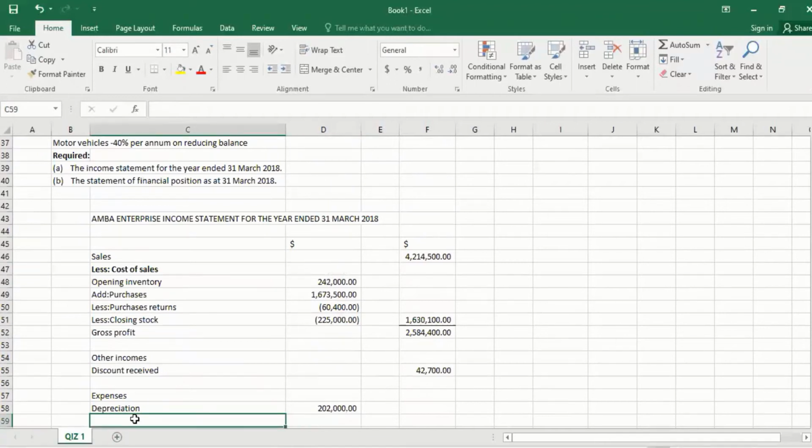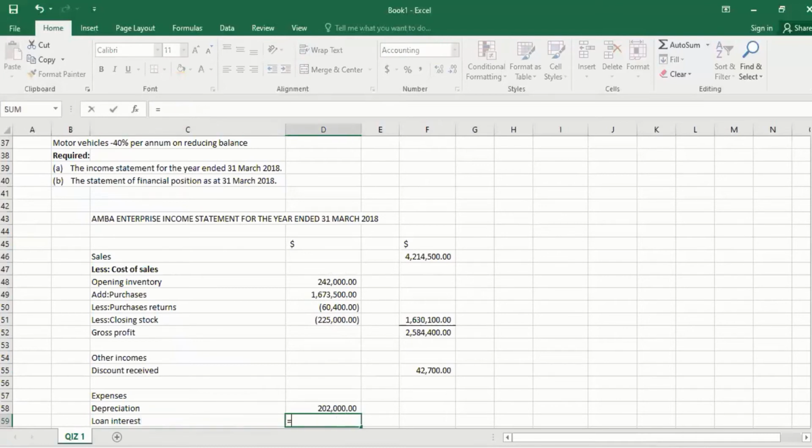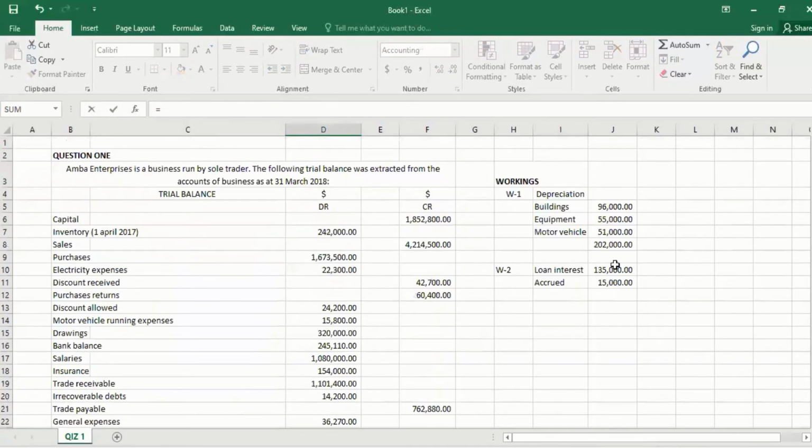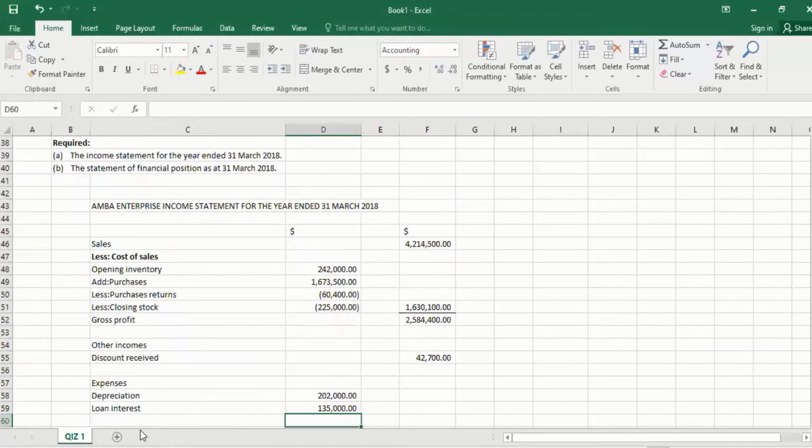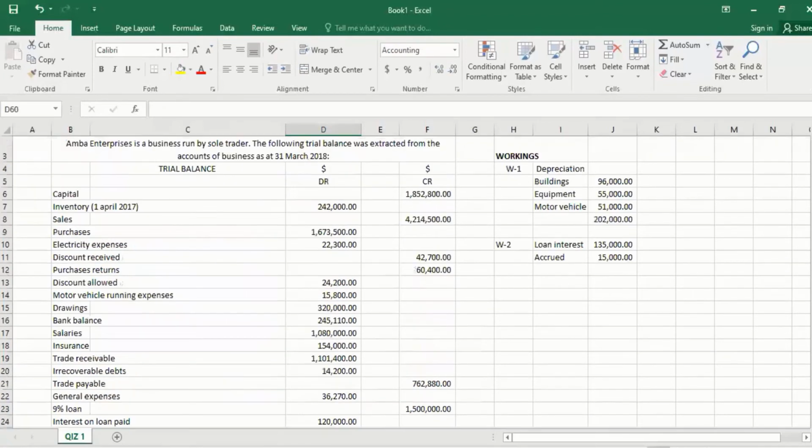We have loan interest. The loan interest is also an expense figure, and I've said we charge the whole amount. The loan interest is coming to 135,000. Just copy and paste. Once I'm done with workings, I'll just need to come here and identify all the expenses that I have.